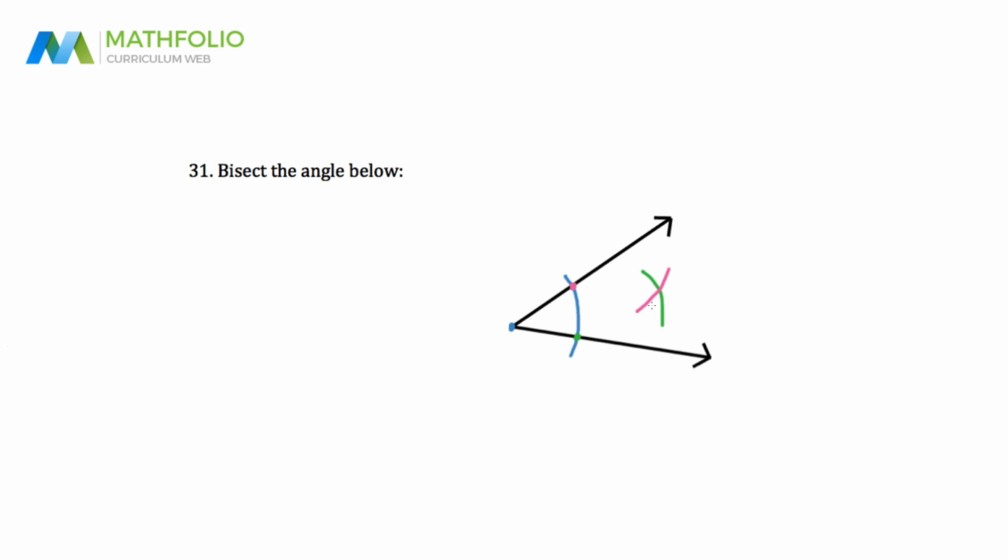So we just want these two arcs to intersect, and the final step would be to join up the intersection of these arcs and also the vertex of the angle. And so what this does is it splits the angle into 2 completely equal pieces. So it bisects it. So now this part here would equal this part here. Those 2 last marks we don't need. What we see is our answer to number 31, bisecting an angle.